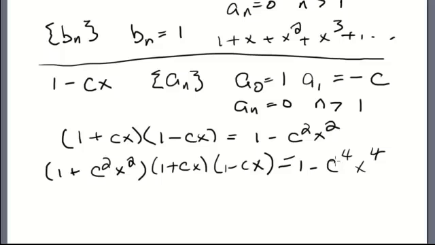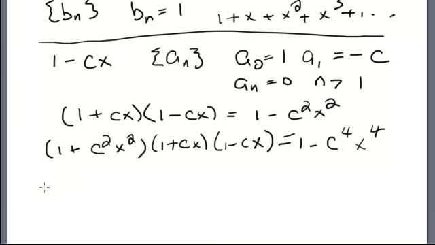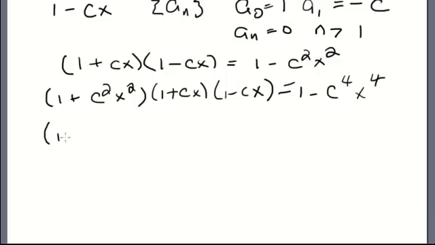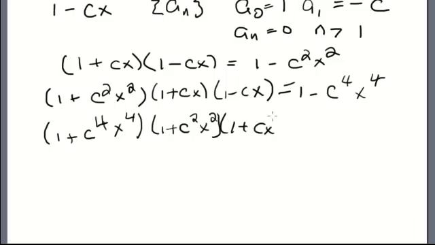Okay, and so I want to get rid of this x to the fourth term here, so I multiply by 1 plus c to the fourth x to the fourth. It's going to be 1 plus c squared x squared times 1 plus cx times 1 minus cx, and that's going to equal 1 minus c to the 8th x to the 8th. Like I said last time, this process, this quasi-algorithm, continues on forever. So it doesn't look like I'm going to ever stop.